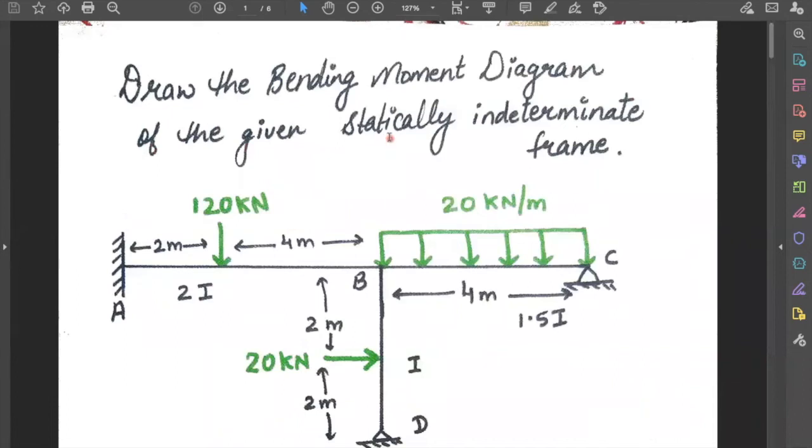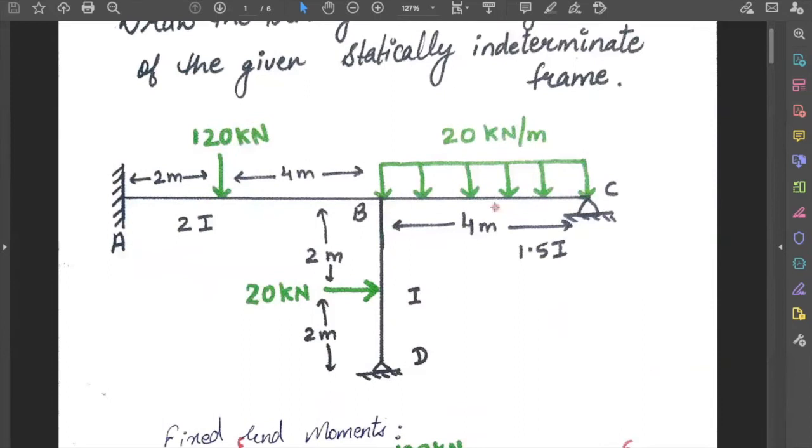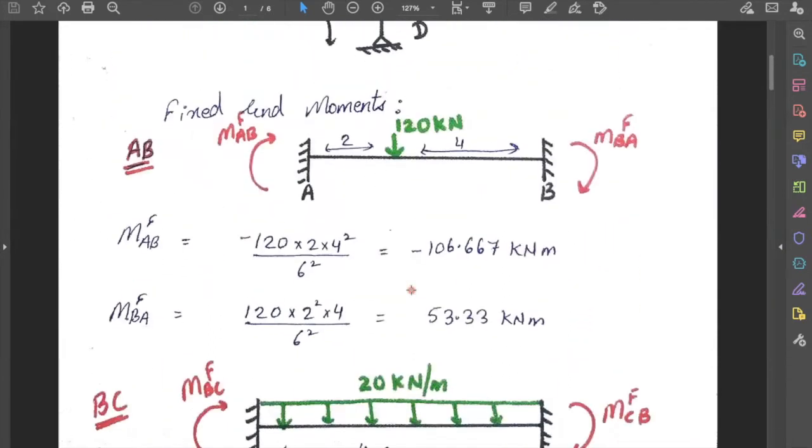So we have been given the problem to draw the bending moment diagram of the given statically indeterminate frame. So in the figure, we can see that we have point loads of 120 kilonewton and 20 kilonewtons at the span AB and BD respectively. Also, we have a continuous load of 20 kilonewton per meter between the span BC. So the first step, we find the fixed end moments for the individual span.